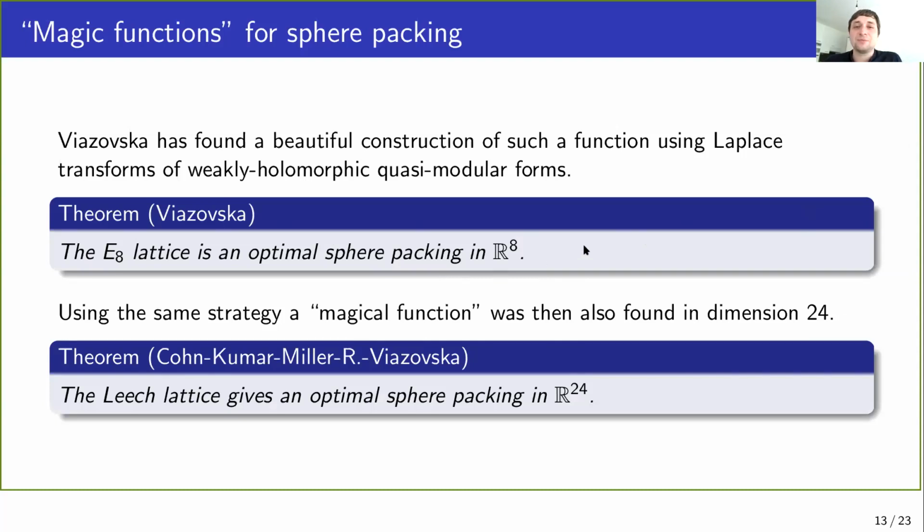I'm kind of lying a little bit. It's not exactly a Laplace transform of a weakly holomorphic quasi-modular form. One has to do something to it, but I don't want to go into that kind of details. And one also has to multiply it by sine squared of pi x squared over 2. I hope, yeah, that's what it is.